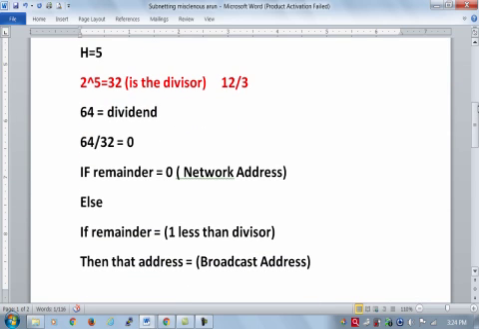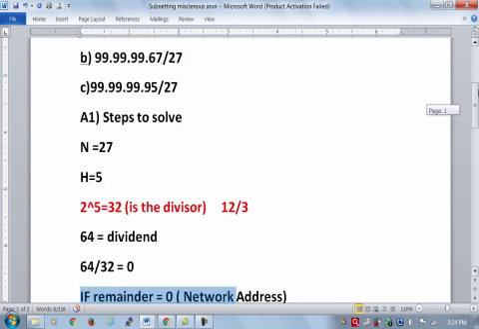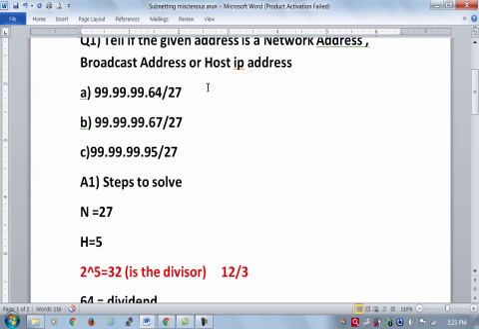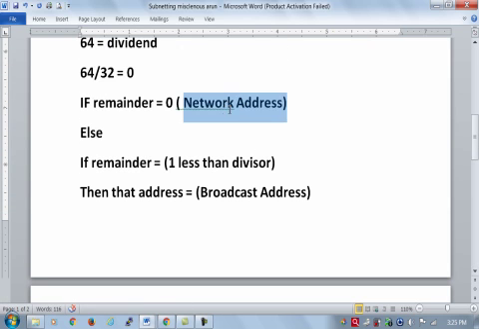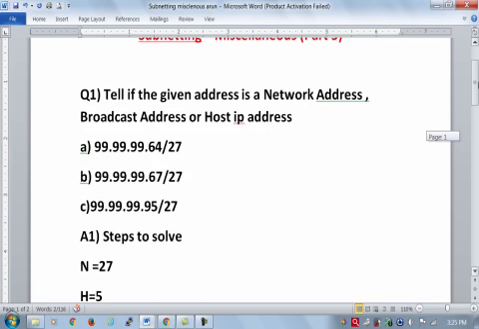Then what I am doing now is just dividing. So 64 divided by 32. If the remainder is 0, then the provided address will become a network address. I hope this is understood. If the remainder is 0, it becomes a network address. I have written it over here. So the first address we have solved. It is a network address, not at all an issue.